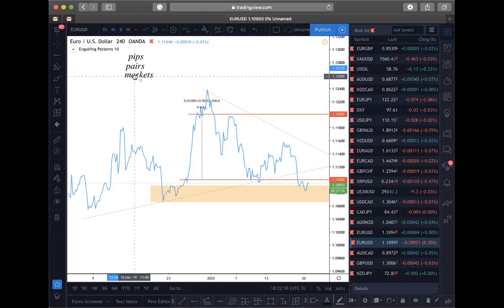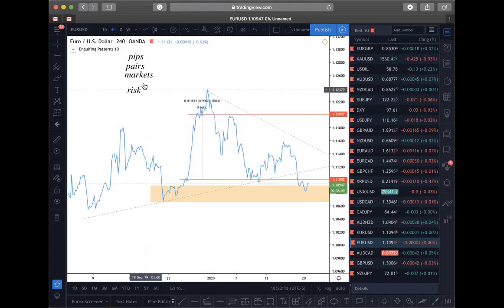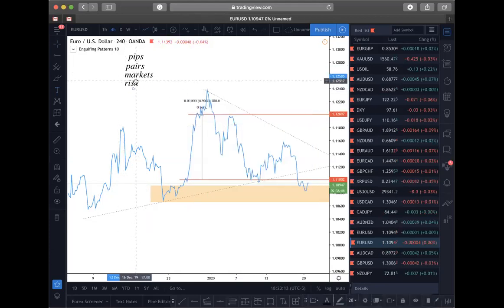Basically, we could trade anything that has a value that moves, right? So we could trade oil, we could trade gold, we could trade cryptocurrency as well, right? So the next term would be risk, right? And all these words are just prerequisites that you would need to know when you're trading, right?